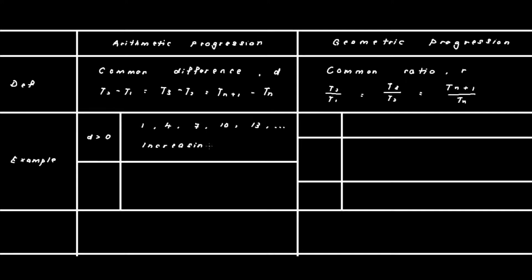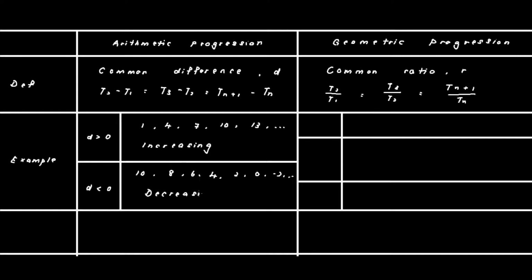That's why the arithmetic progression here is an increasing one. Then you will have d less than 0. For example, 10, 8, 6, 4, 2, 0, -2 and so on. You can see that the common difference here, when you use 8 minus 10, gives a negative answer. That's why this one is a decreasing progression.